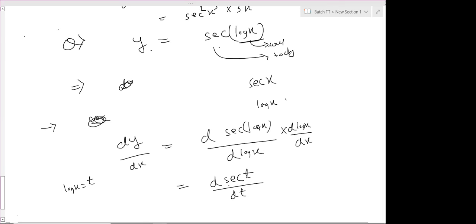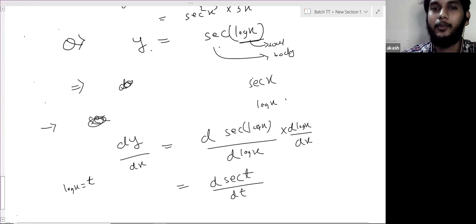Sir, in the denominator, why are you putting d by d log x? We are differentiating in terms of d log x. I didn't get it. Okay. Yeah, these are the steps I'm telling you from the previous questions also.